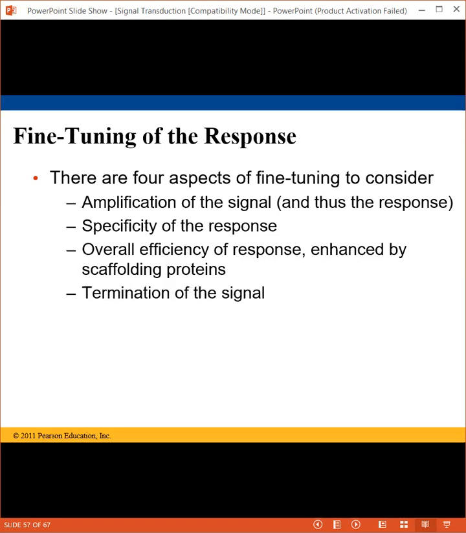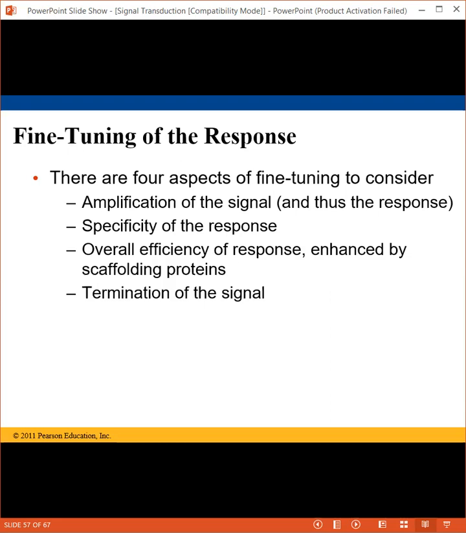Obviously, this response must be fine tuned, and these four aspects of fine tuning must be considered by a cell. For example, amplification of the signal and thus the response. Sometimes few signal molecules are present, but the response requirement is huge. So then that signal amplification is mandatory. It is very much required.